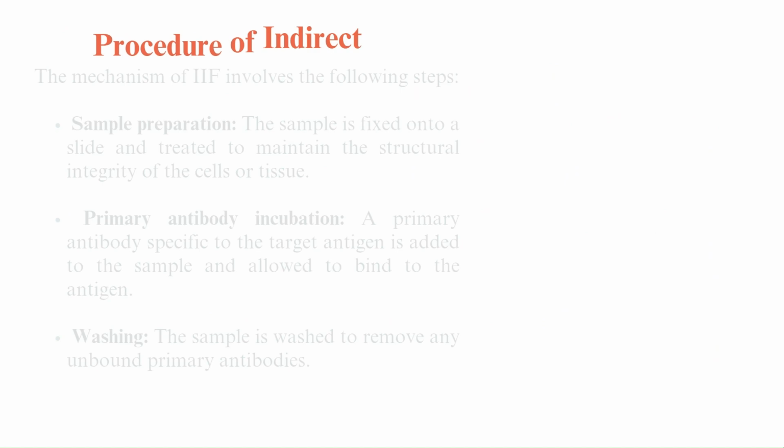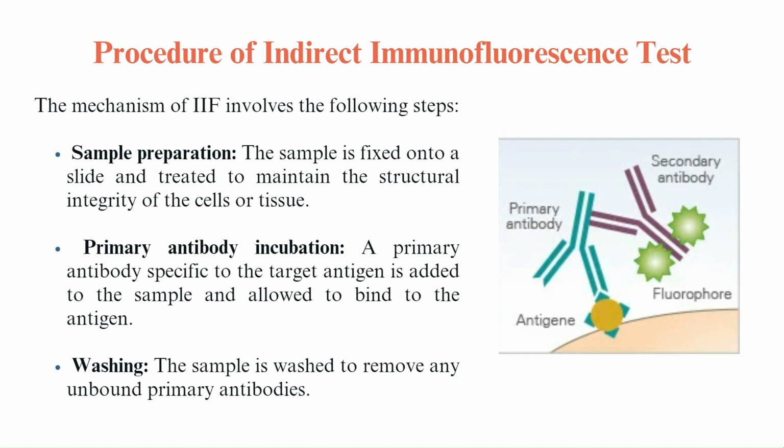Procedure of indirect immunofluorescence test. The mechanism of IIF involves the following steps. Sample preparation. The sample is fixed onto a slide and treated to maintain the structural integrity of the cells or tissue. Primary antibody incubation. A primary antibody specific to the target antigen is added to the sample and allowed to bind to the antigen. Washing.